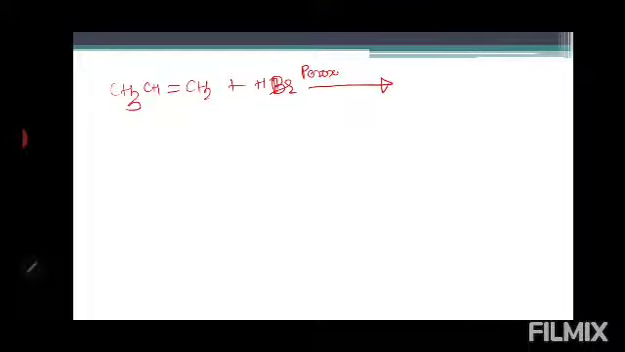Now the same reaction, let's take propene, CH3 CH double bonded CH2, with HBr instead of HI. Now if you use peroxide here, in the presence of peroxide the addition will follow anti-Markovnikov's rule.